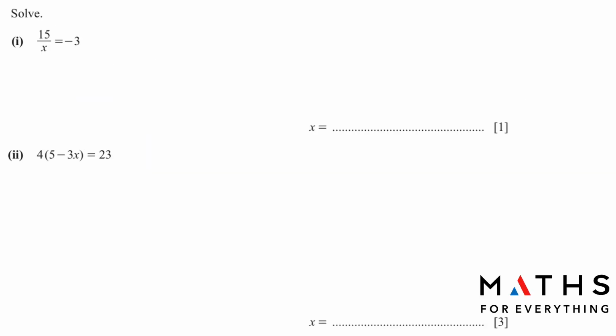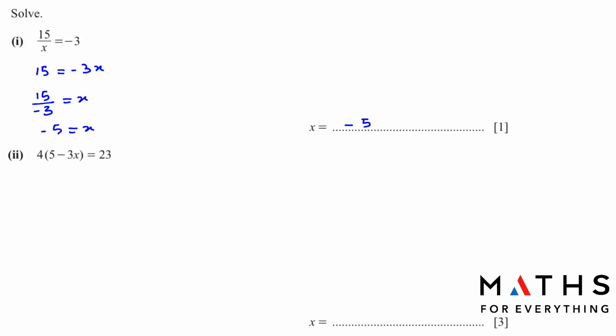In the next question, we have to solve for x. So the x is in the denominator. When we move it to the other side, it will be a multiply. 15 is equal to negative 3 multiplied by x, which is negative 3x. The negative 3 will move to the other side. It will be a divide. You'll get negative 5 is equal to x.